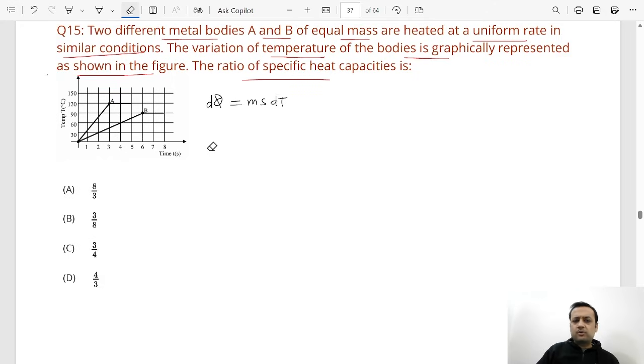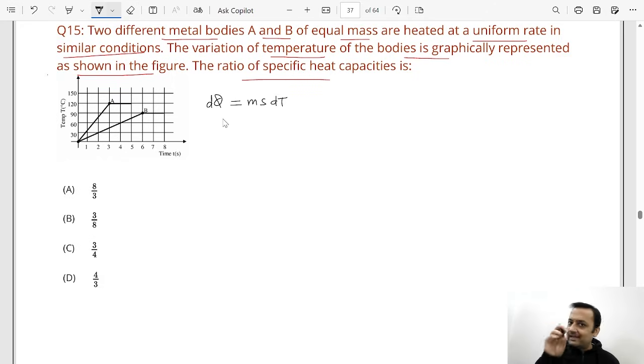dQ means the amount of heat. Suppose you give dQ amount of heat to any object, so the temperature will change by dT. So if I differentiate this equation with respect to time, this will become dQ by dt equal to ms dT by dt. So dQ by dt is the rate at which heat is being given, and dT by dt is the rate of change of temperature.